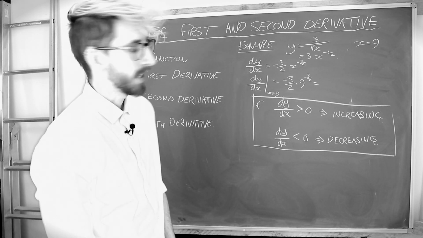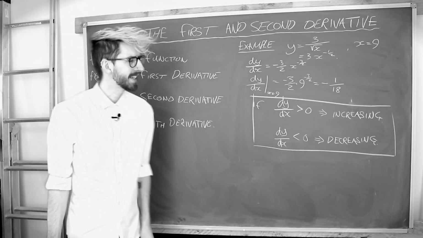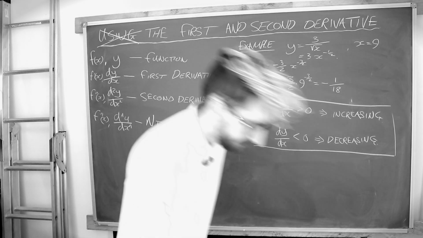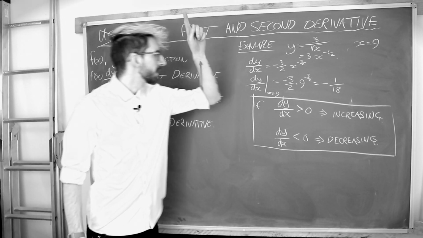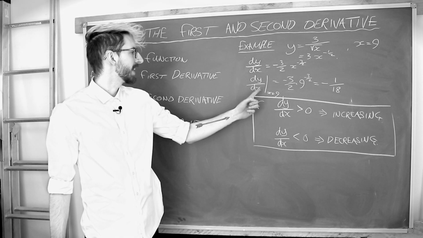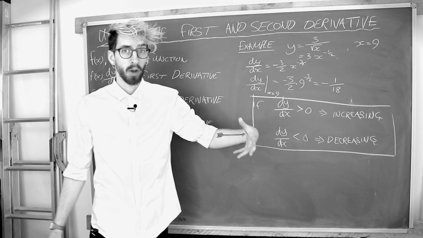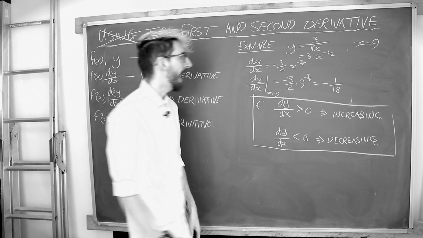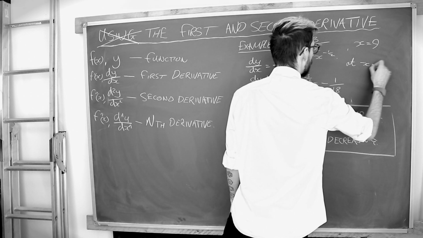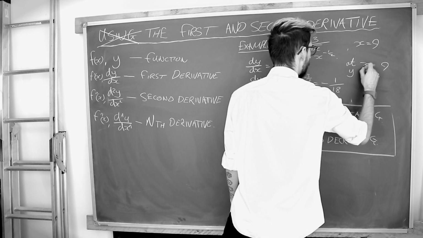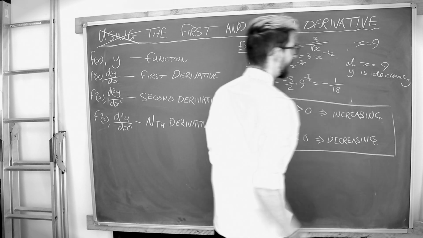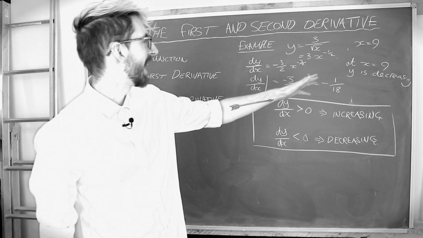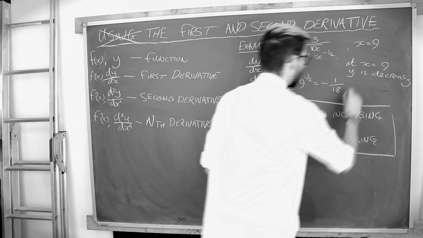I'm going to do this in my head, it might take a moment. Minus 1 over 18. I'm going to check that. Times it by minus 1. Bam. So since dy by dx at x equals 9 equals minus 1 over 18, which is negative, at x equals 9, y is decreasing.